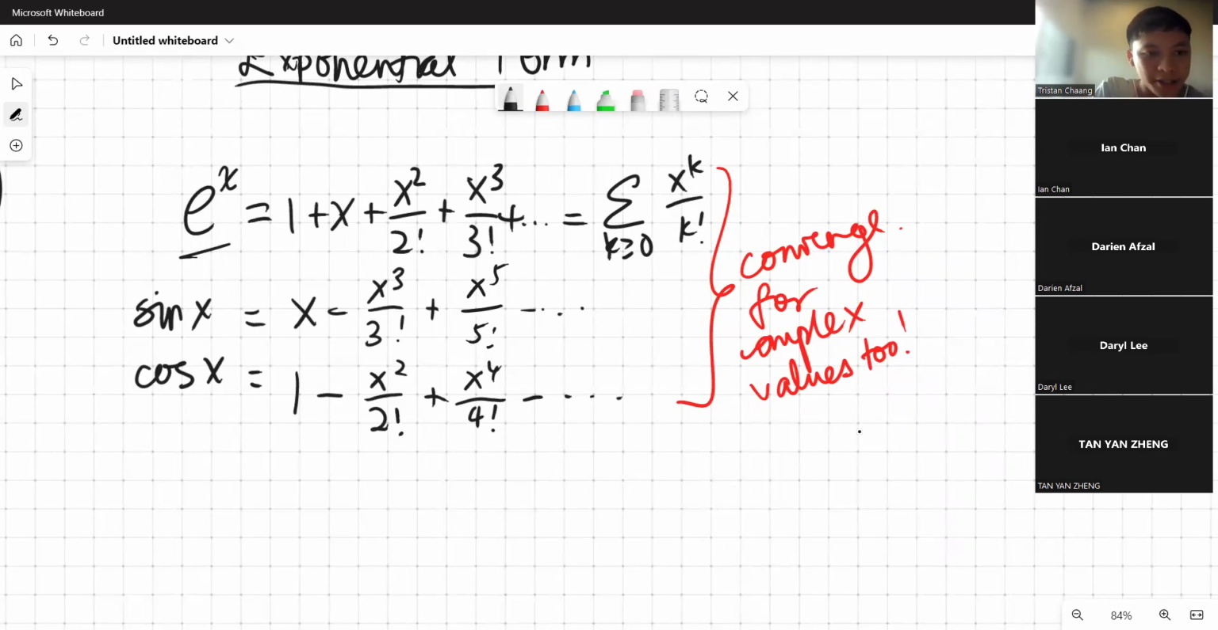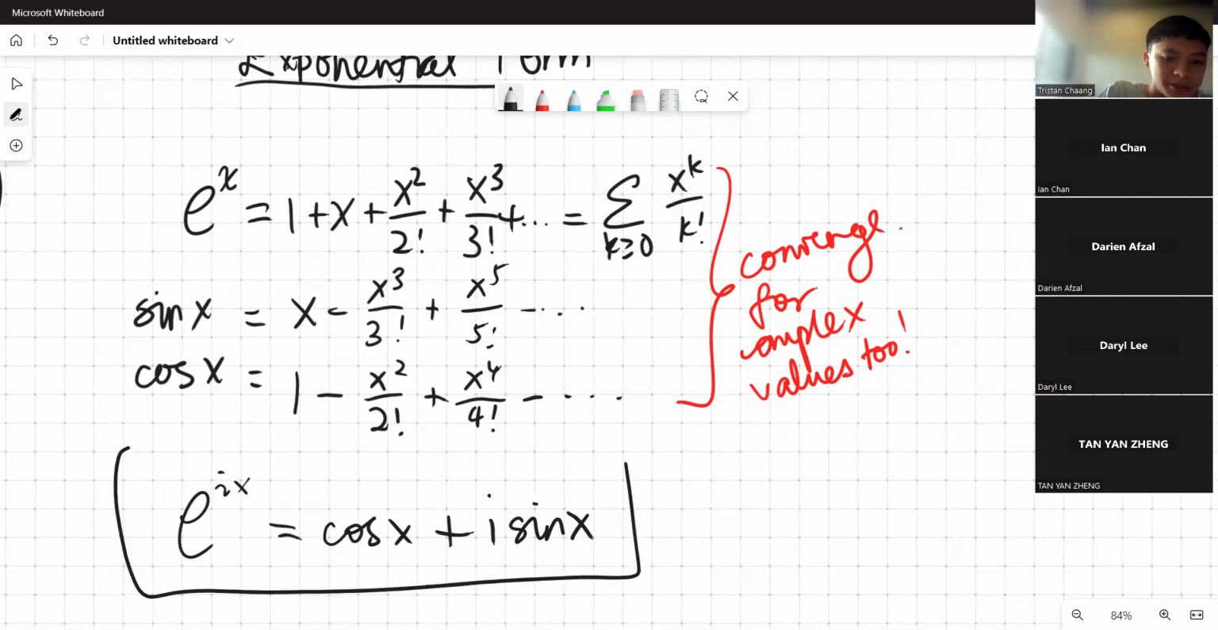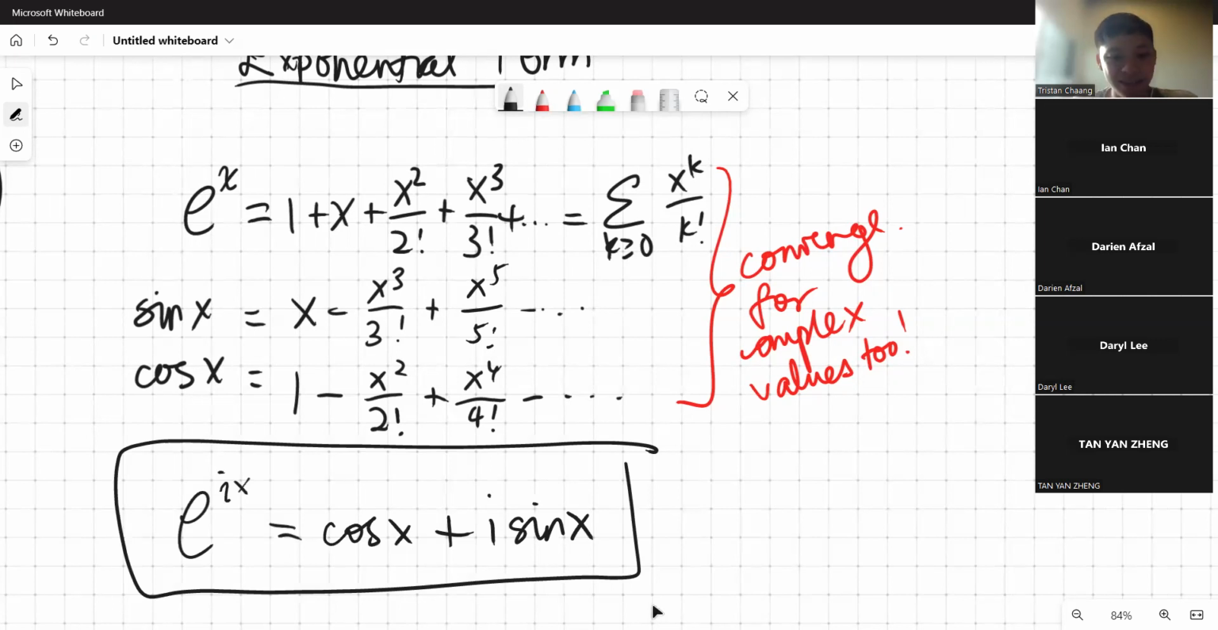And now I would invite you to afterwards try and prove this interesting result. e to the ix is equal to cos x plus i sin x. This is called Euler's formula. So one of the results is what many people would say in mathematical pop culture, e to the i pi equals -1. Because if you put x equals pi, you'll get -1. And yeah, that's true as well. But the more general form is this: e to the ix equals cos x plus i sin x.